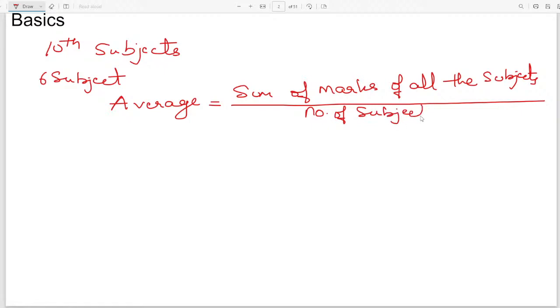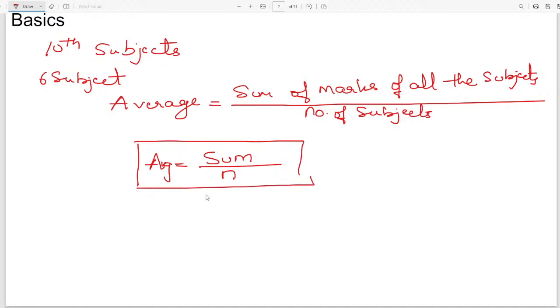So in this case, it was subjects. Normally, if you want to calculate an average, it can be calculated as the sum divided by the number of terms, which can be referred to as n. So A, the average, is equal to sum divided by n. This is the main formula that we have.